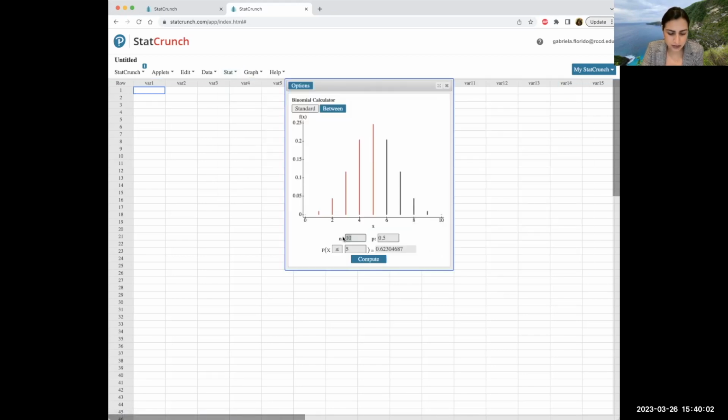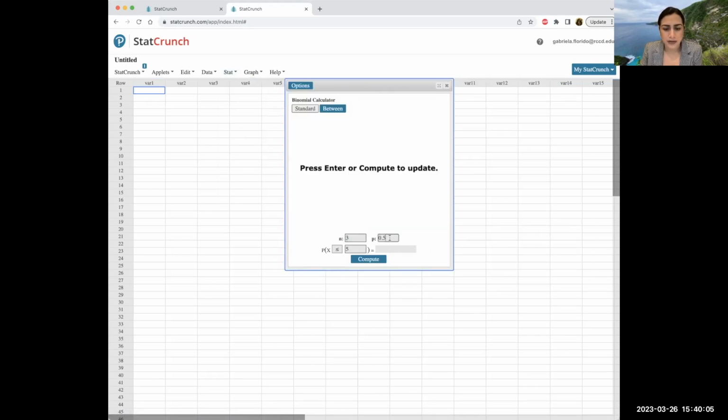My n here is 3. My probability of success is 0.05. And I want my x to be equal to 1, right? I want my probability of getting 1. The probability of success is equal to 1, and I hit compute. And notice that I get the same answer here. All right, so it's going to end up being 0.135, which is the same as the one we got in the calculator.